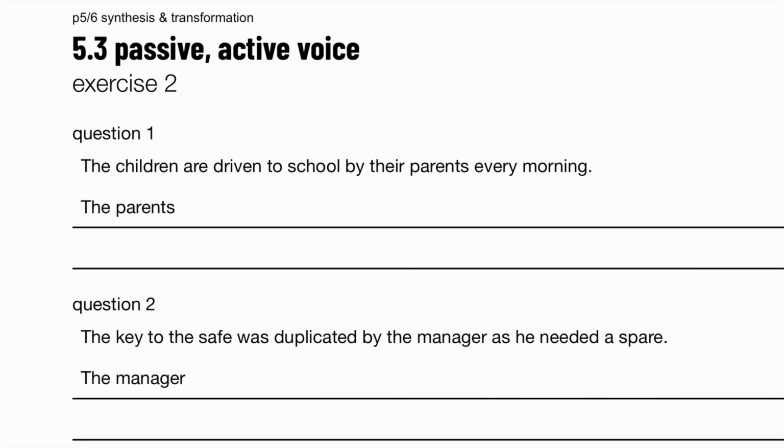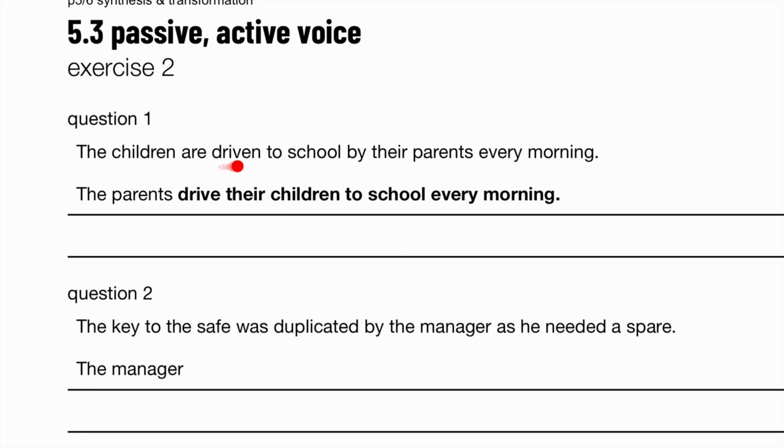And now on to exercise 2. The children are driven to school by their parents every morning. The children are driven to school. So this is passive. Let's have the parents do the driving. So this is active voice: parents, plural, so drive their children to school every morning. Take note, this question is written in the present tense. Your answer is also written in the present tense. There is no "ing" here, hence your answer has no "ing" as well, compared to the previous exercise.